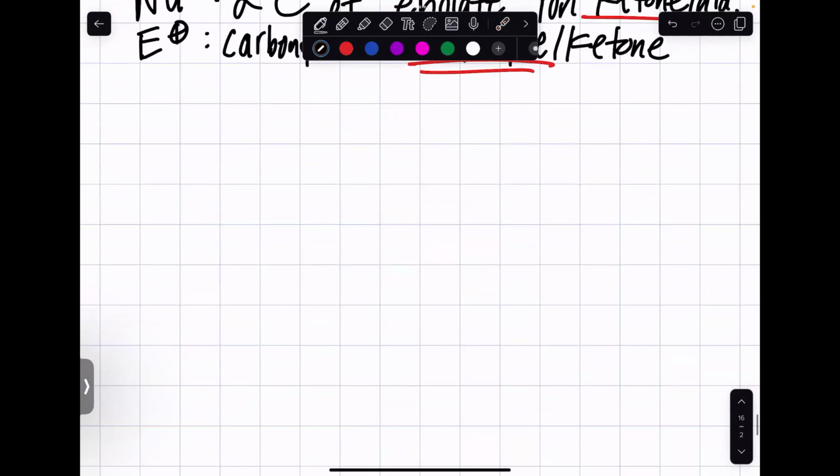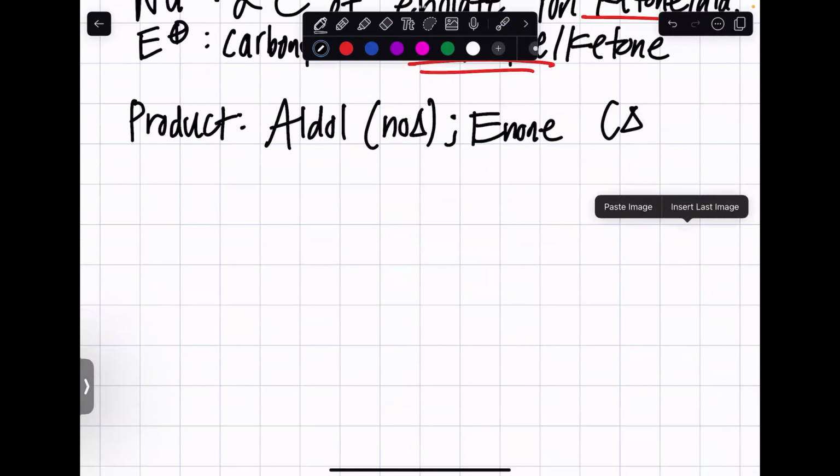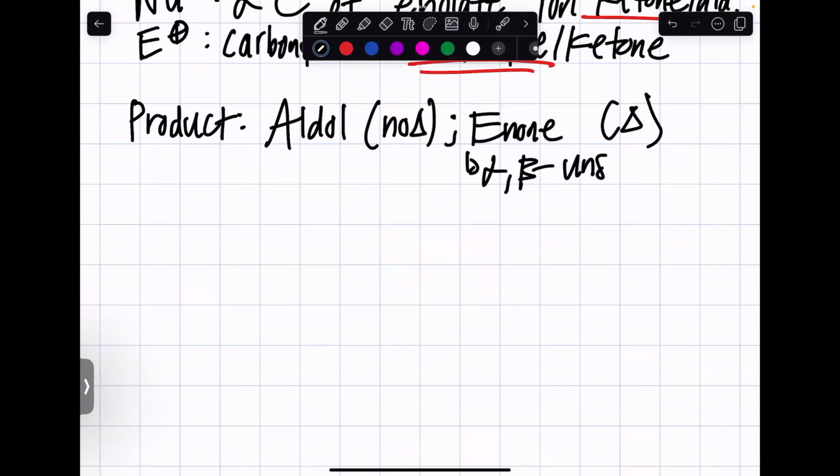Okay, let's look at self-aldol. Well, actually, the products here. You're going to get an aldol if you have no heat, or you're going to get an enone if you do have heat. Or you might see alpha, beta-unsaturated carbonyl. Same thing.